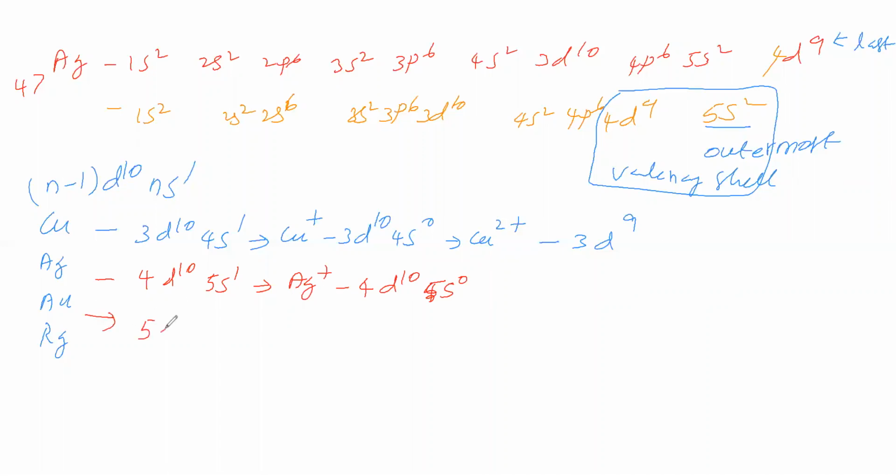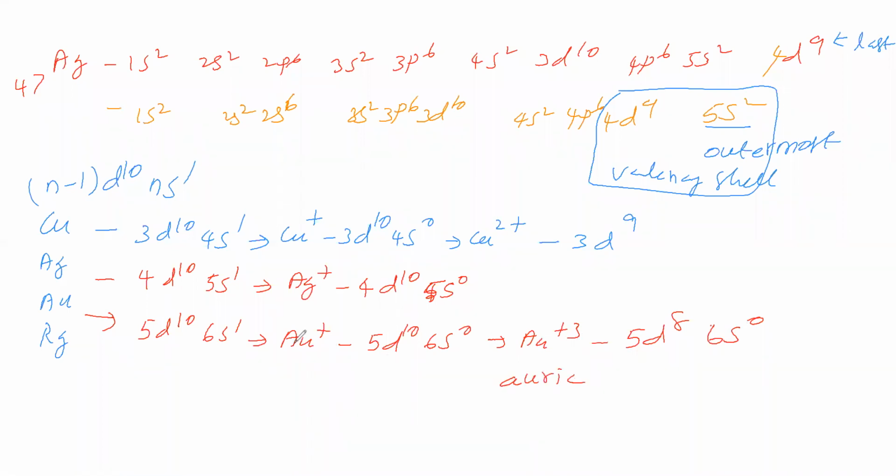Gold is 5d10 6s1. Gold can show +1 oxidation number, which means 5d10 6s0. Then gold can show +3 oxidation number. +3 means we have to remove 3 electrons: 1 electron removed here, 2 electrons removed here. Then it becomes 5d8, not 5d8 6s0. This is for gold. Au3+ we have to name as auric.